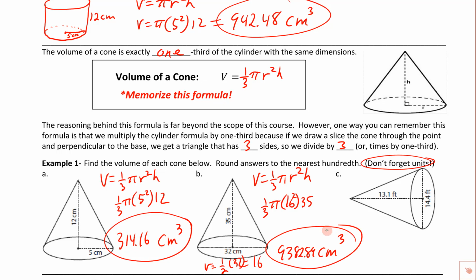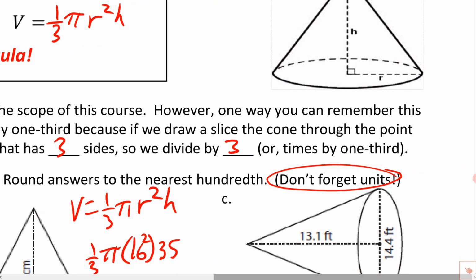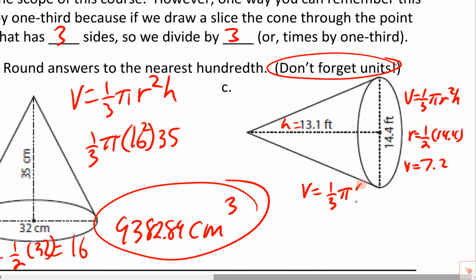Okay, let's take a look at C. Same type of thing. I'm going to blow this up just a little bit so we've got some space to write over here. So the volume formula is 1/3 pi r squared h. Make sure you get that memorized. We've got a height right here, and then the radius would be half of that. So the radius is going to be half of 14.4, which would be 7.2. So let's go ahead and plug these into the formula. So this is going to be 1/3 pi, and then 7.2 squared, and then we've got the 13.1 out here.